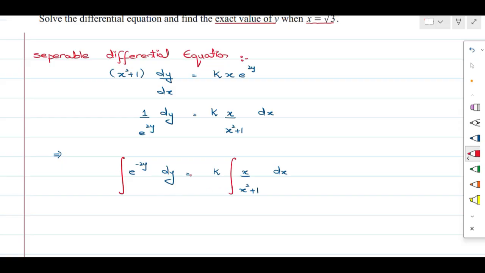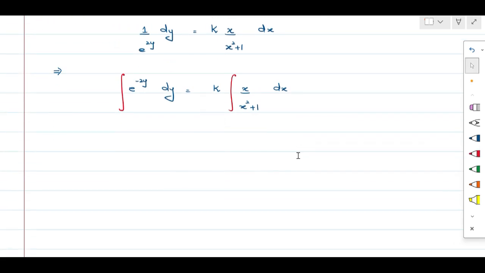Now we have two conditions. One condition is used to solve for k and one condition is used to solve for the constant of integration. That is why they gave us the two conditions. Okay, now we know that the integration of e to the power x dx is always equal to e to the power x plus some constant of integration, right?